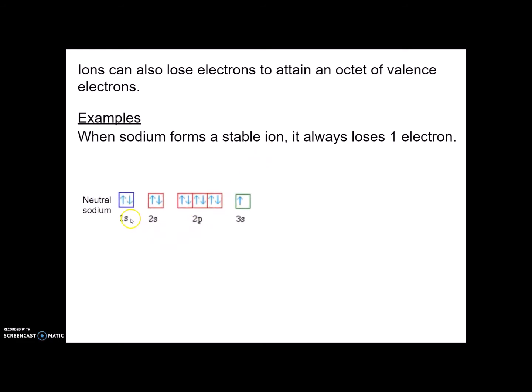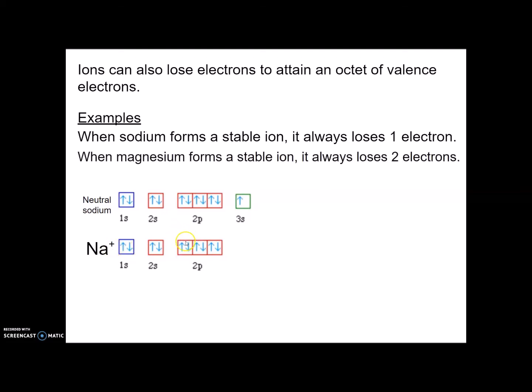Here's neutral sodium's orbital diagram. Notice it has 1 electron in the 3s sublevel. If it just loses that 1 electron, it attains a filled 2s and 2p sublevel. It's the same as neon's electron configuration with 10 electrons total, 8 of which are valence. By losing a negatively charged electron, sodium got a +1 charge.